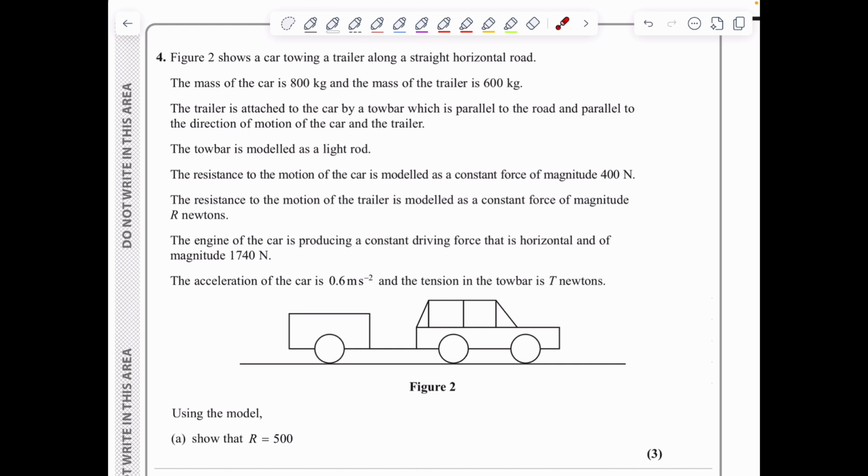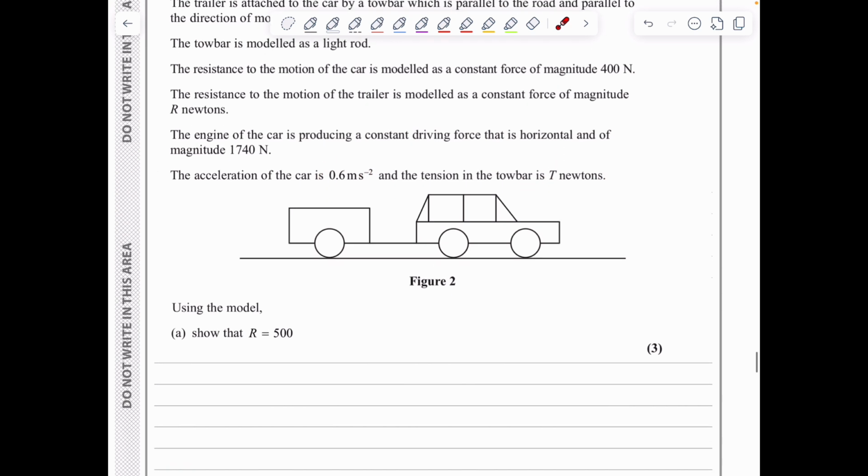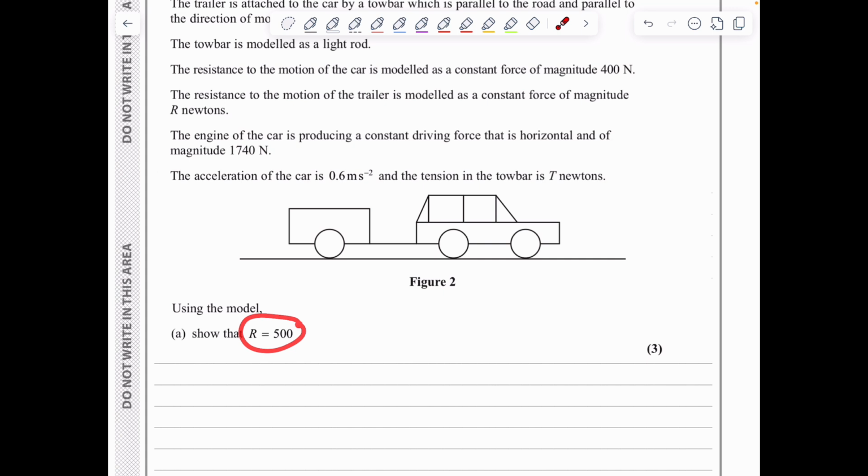The engine of the car is producing a constant driving force of 1740 newtons, and the acceleration of the car is 0.6 meters per square second, while the tension in the tow bar is capital T newtons. And using the model, we need to show that capital R is 500.